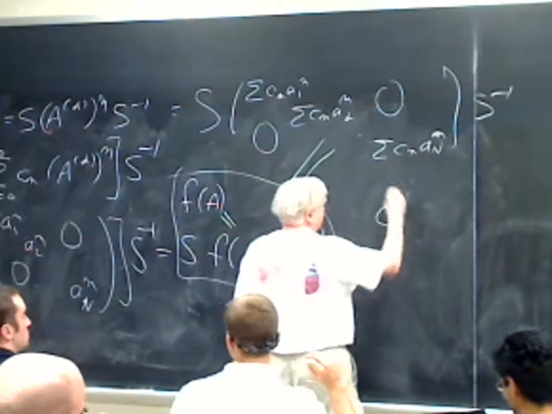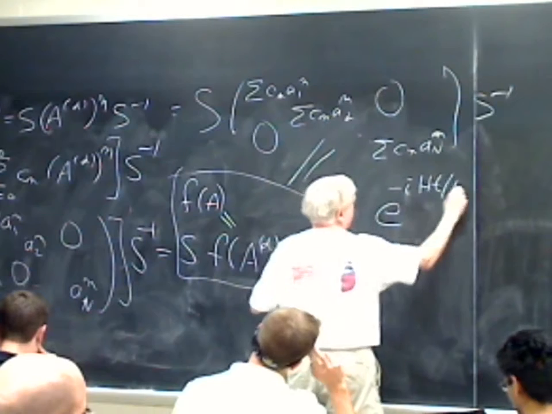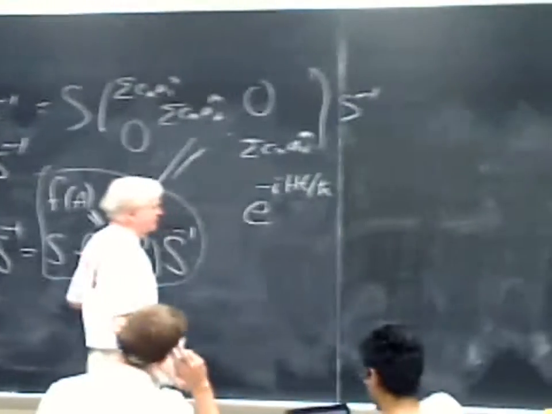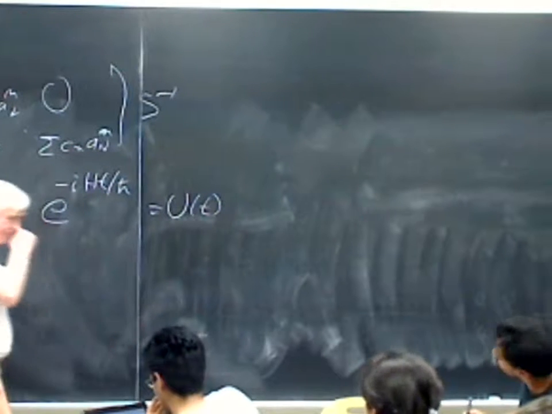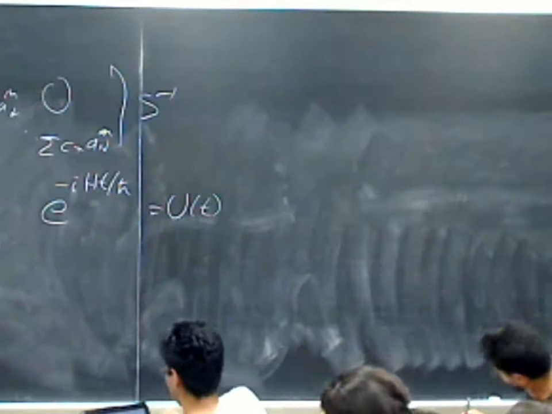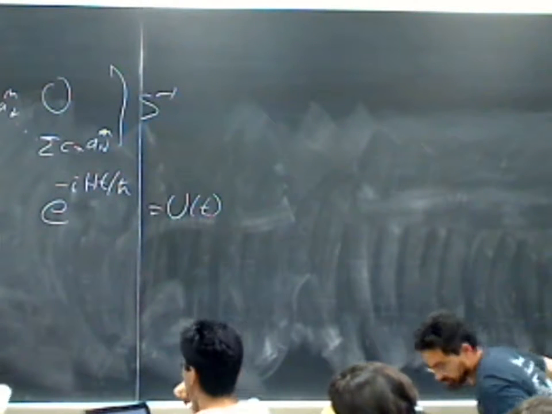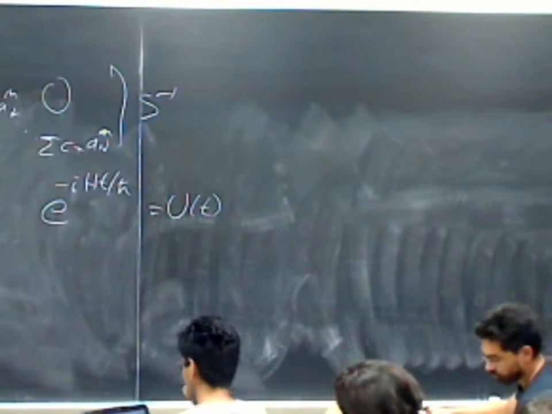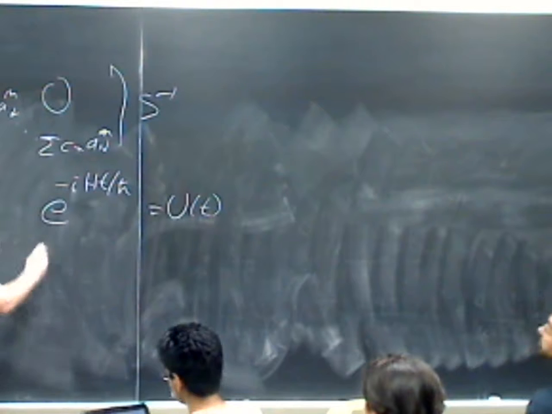The time evolution operator in quantum mechanics is e to the minus i H t over h bar. So this is what we can call U of t. Okay, now H here is the Hamiltonian.